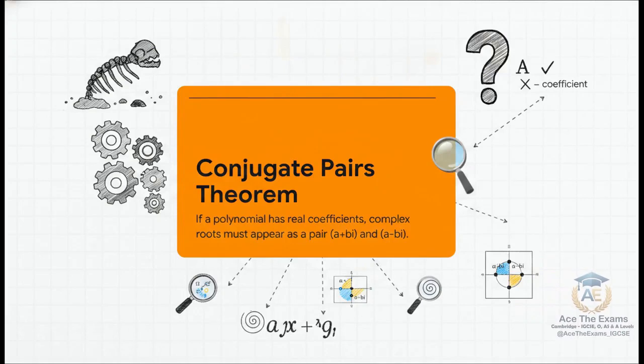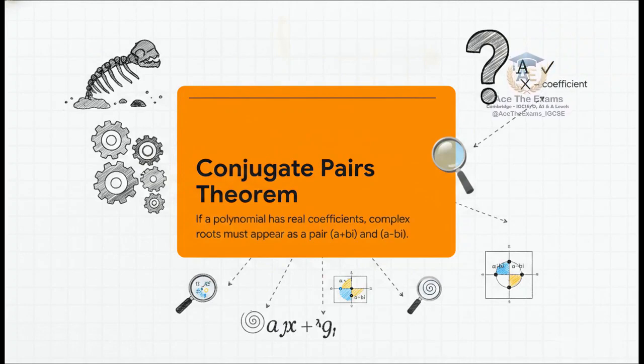Non-real roots occur in conjugate pairs. This is a deeply established mathematical principle stating that if and only if a polynomial has real coefficients, any complex roots must appear as a pair, a plus bi and its conjugate partner, a minus bi.